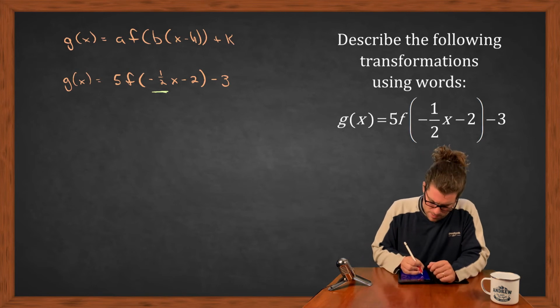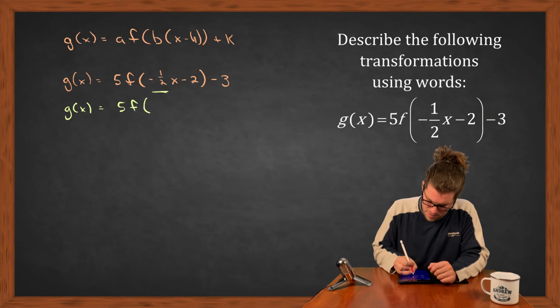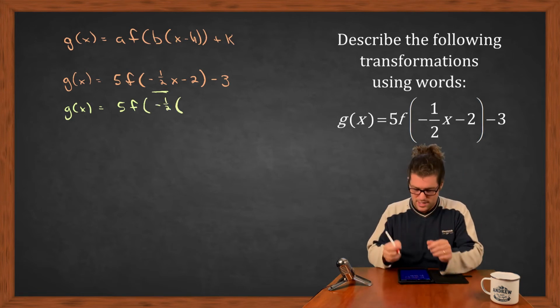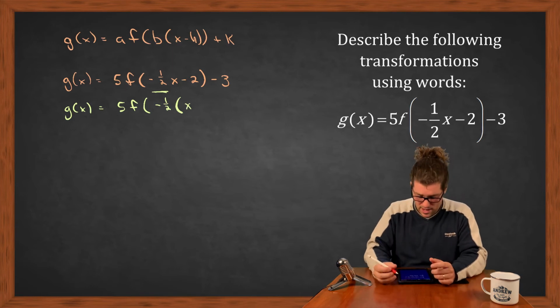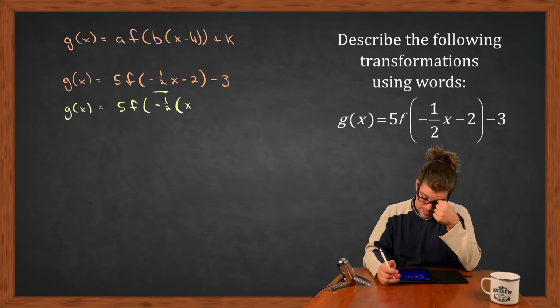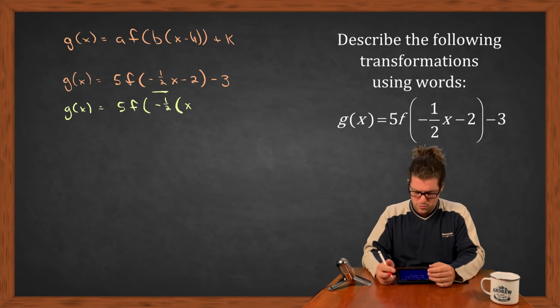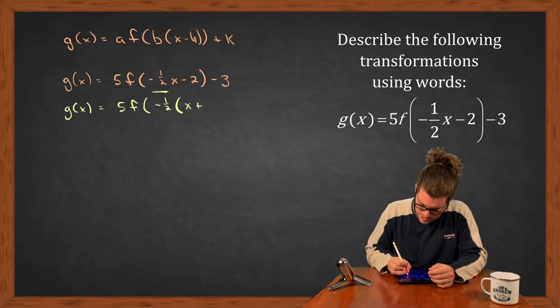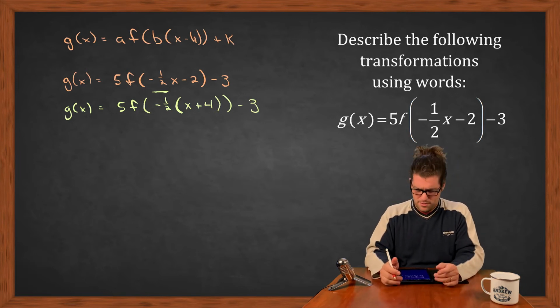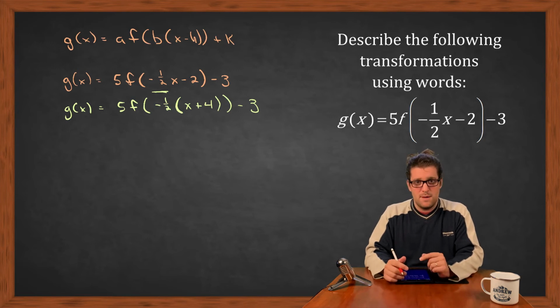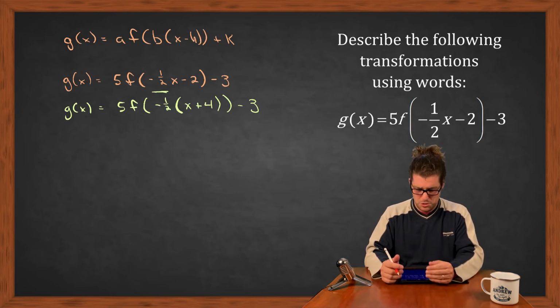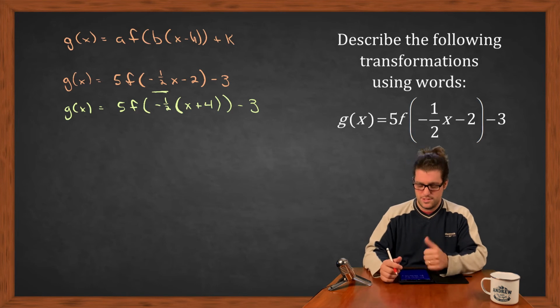So I'm going to take a moment and factor out that negative 1/2 and move it outside of a bracket that includes the x minus h part. The negative 1/2 comes out to the front, and dividing the negative 2 by negative 1/2 gives me plus 4. If I'm a little unsure of that, I can multiply it back through. Negative 1/2 times x is negative 1/2 x. Negative 1/2 times positive 4 gives me negative 2. That's what I had before, so that's good.